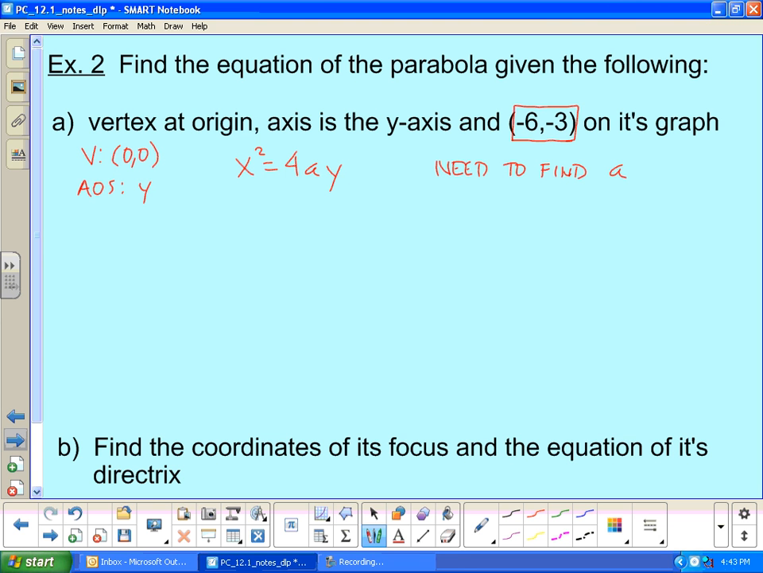That is a coordinate, so I have x and I have y. Plug those in, and we get negative 6 squared is equal to 4a times negative 3. 36 is equal to negative 12a. Therefore, a is negative 3. And we can finally write our equation: x squared would equal 4 times negative 3y.